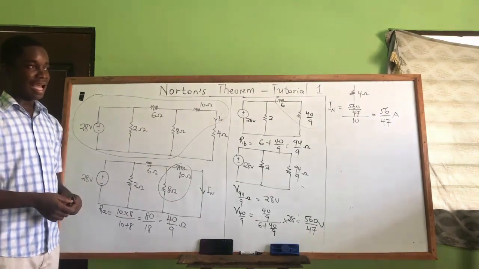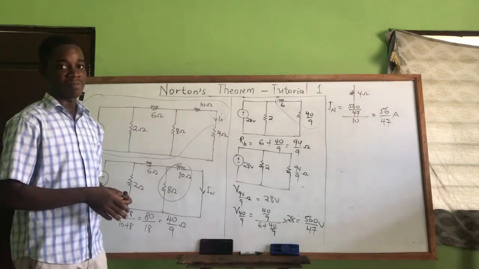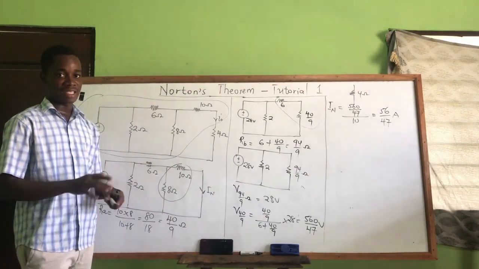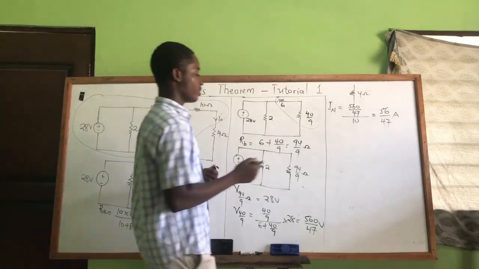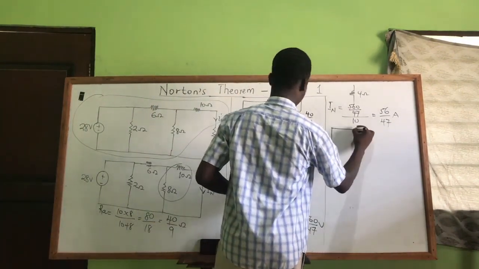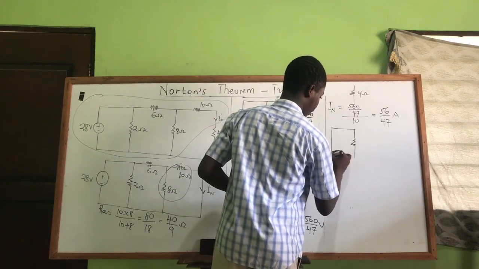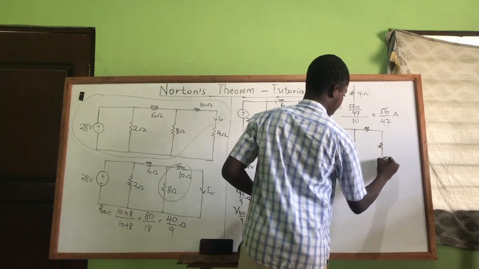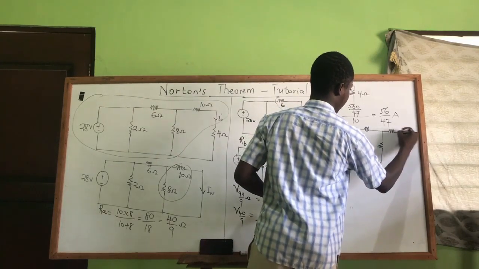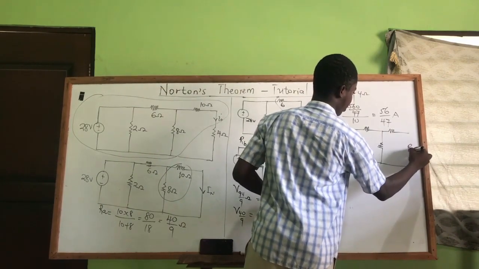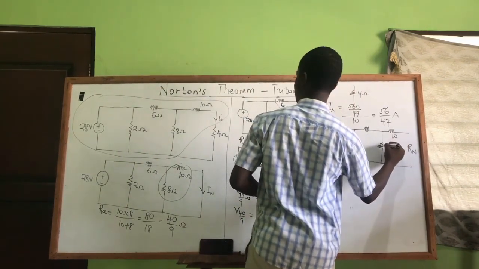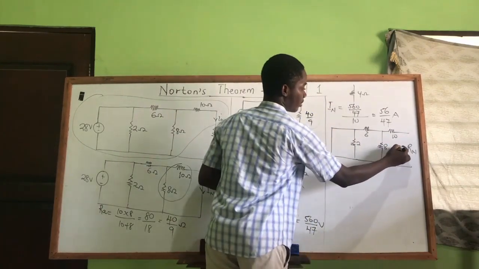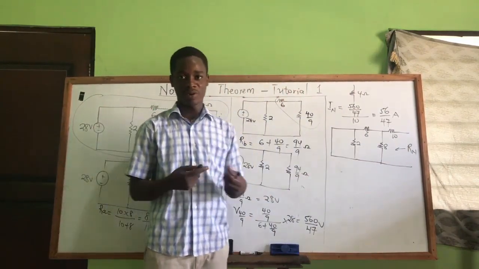Now, we have to calculate for what? RN. And as I said, calculating for RN is the same as calculating for RTh. So we should not see any source. All sources should be deactivated. So we are going to deactivate what? The voltage source. We have these two here, this is the 8, this is the 10. So this is where we are going to calculate RN. So 10, 8, 6, 2. Looking in that direction, we are going to calculate our Norton's resistance.